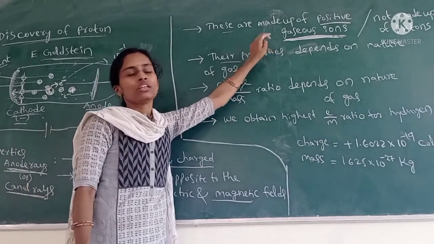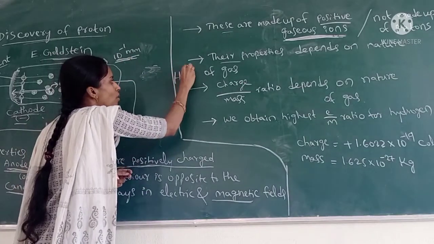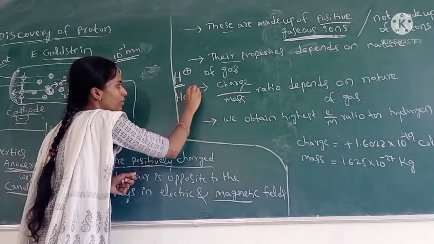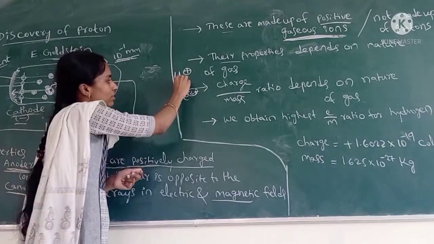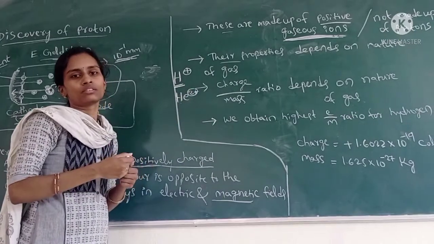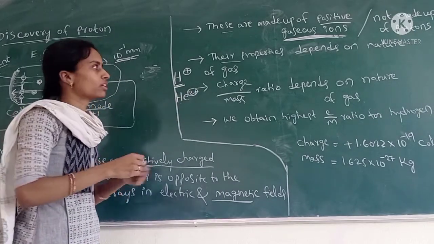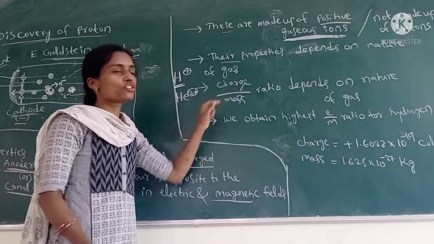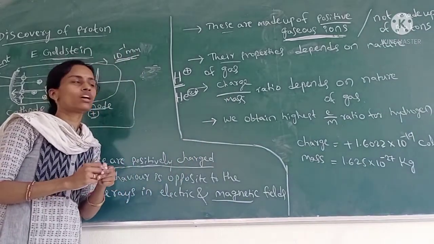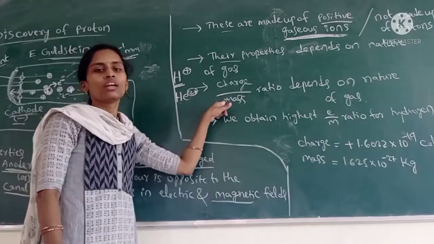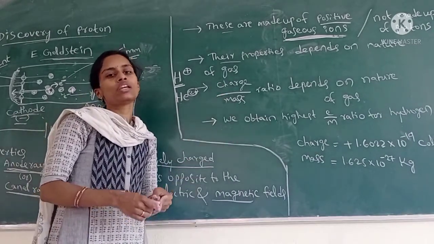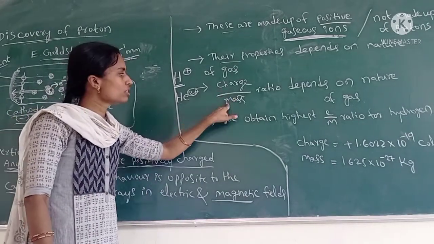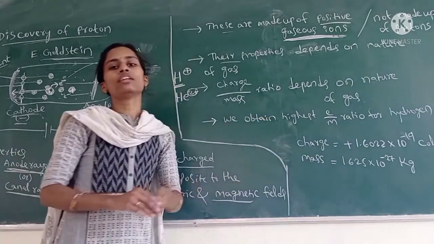If you take hydrogen gas, it will form the H+ ion. If we take helium gas, it will form He2+. Like that, they form different ions, so their properties are also different. The properties depend on the nature of the gas. Next, the charge by mass ratio. If the charge and mass change, then the charge by mass ratio also changes. On changing the gas, the e/m ratio also changes, so the charge by mass ratio depends on the nature of the gas.